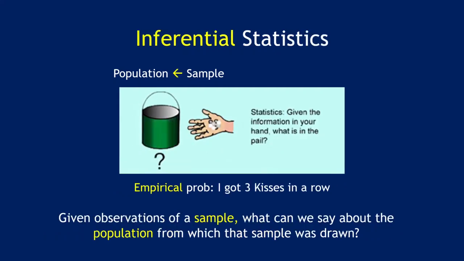So the bulk of this data analysis course will focus on inferential statistics, which is, given the sample, we're trying to estimate the population. So for example, if empirically I have 3 Kisses in a row, I can try to guesstimate how many Kisses versus Reese's peanut butter cups are in the green bucket. I'll probably never know for sure because I can't count. I don't have access to the entire population, but I can guesstimate based on what's in my hand.